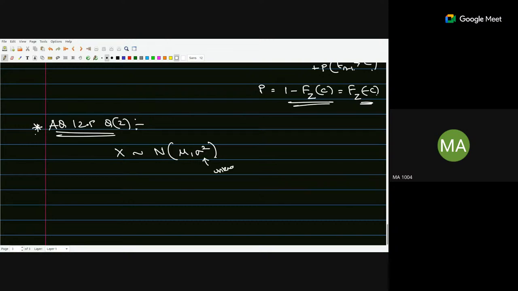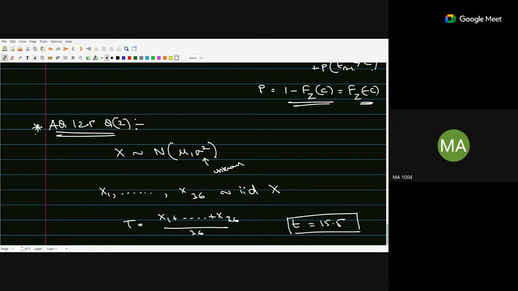So sigma is unknown. For n equal to 36 IID samples of x, there are 36 samples drawn from this distribution, and the observed sample mean is 15.5. So if I define my test statistic, x bar is given as 15.5, and the sample standard deviation s is given as 3. What conclusion would a t-test reach if the null hypothesis assumes mu equals 14 against the alternative hypothesis mu not equal to 14 at a significance level of alpha equals 0.05?